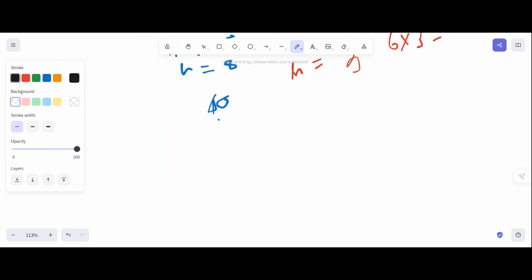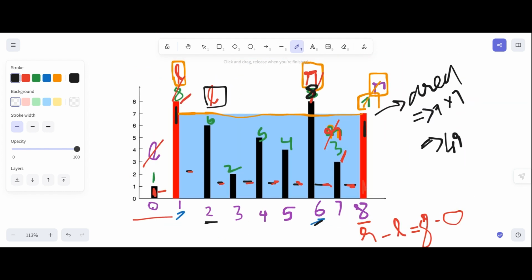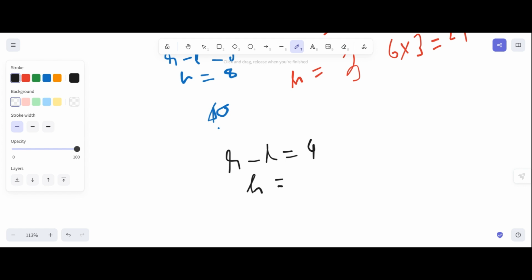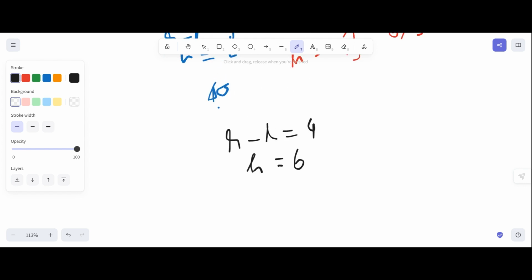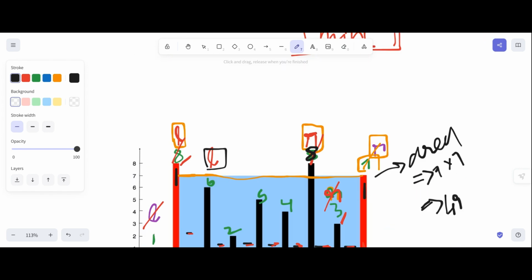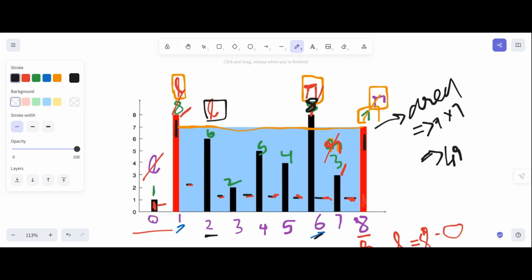So right minus left is going to be 4. The height is going to be the minimum. So now the minimum value is the left one, so over here it's going to be 6. 6 4s are 24. So still the maximum area is going to be 49. So now you can move your pointer. So over here 6 is the minimum.